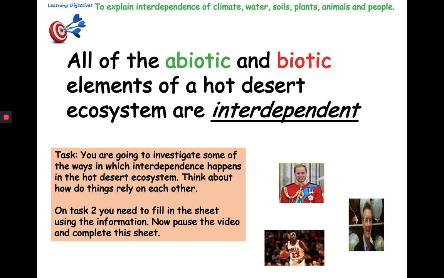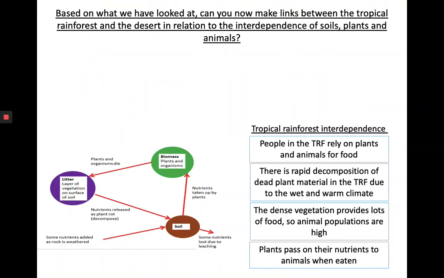On task 2, you need to fill in the sheet using the information. So you're going to now pause the video and complete this sheet now. Okay, so you should now have completed that sheet. So based on what we have looked at, can you now make links between the tropical rainforest and the desert in relation to the interdependence of soils, plants and animals?